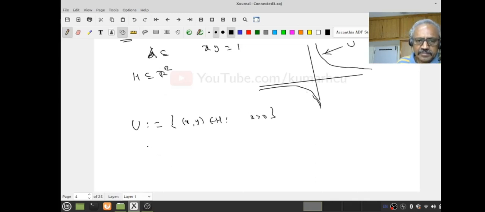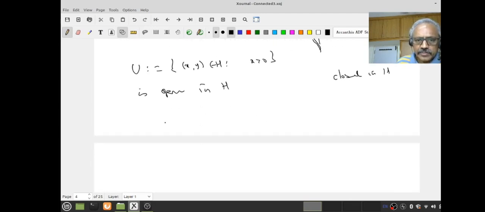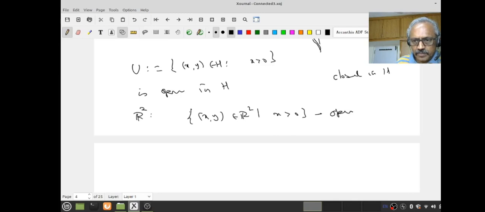I claim this is open in H, and of course also closed in H. This is open in H. Why? That's because, let us look at the subset of x, y in R2 so that x is positive. This set is open in R2.